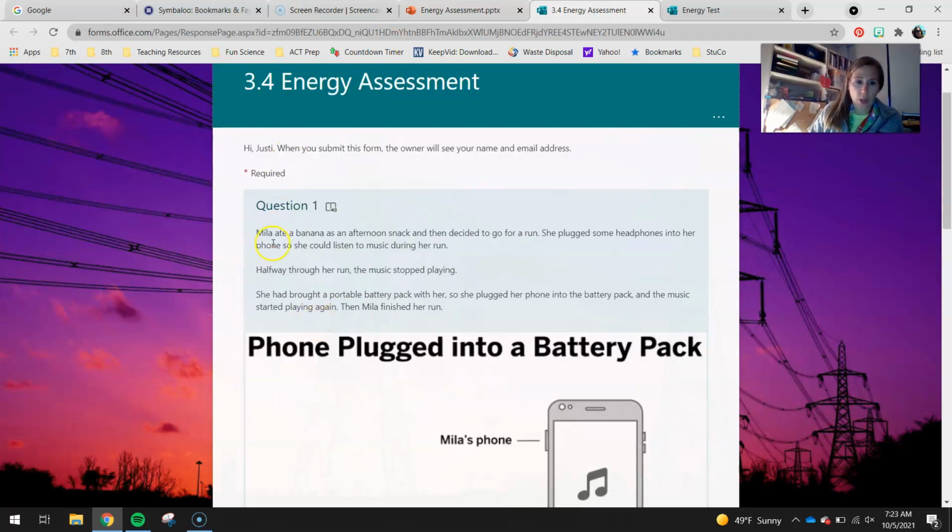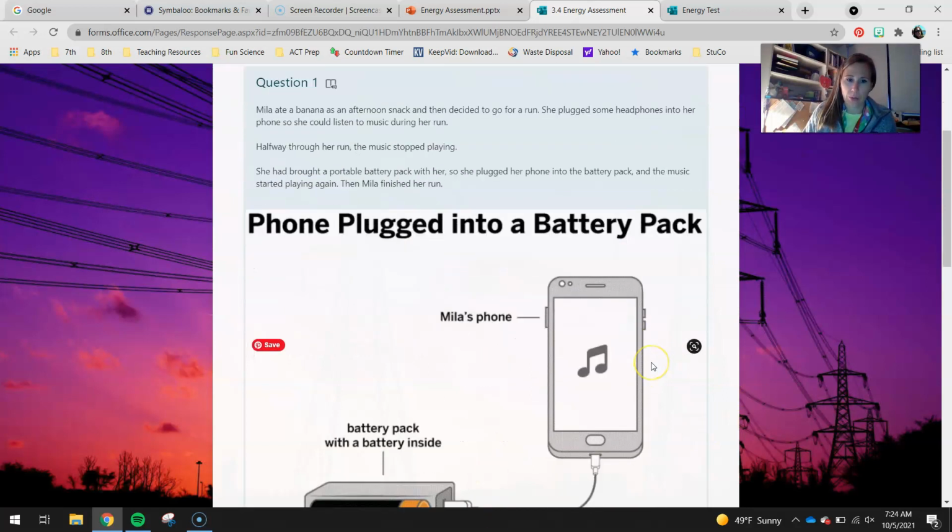So your first question has 3 different subparts. The premise is that Mila ate a banana as an afternoon snack and then decided to go for a run. She plugged some headphones into her phone so she could listen to music during her run. Halfway through her run, the music stopped playing. She had brought a portable battery pack with her, so she plugged her phone into the battery pack and the music started playing again. Then Mila finished her run. Okay, apparently Mila can't run without music.